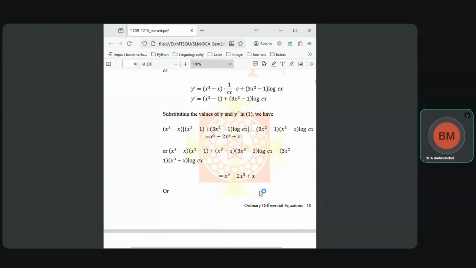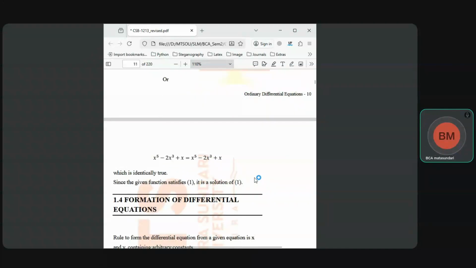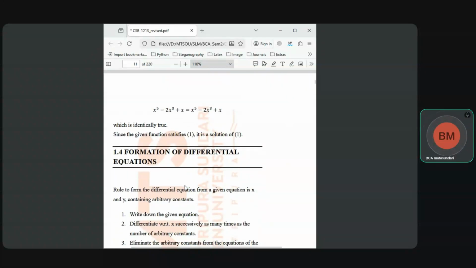Then we get x to the power 5 minus twice x cube plus x equal to x cube minus twice x plus x. So this satisfies the equation, which is identically true. Since the given function satisfies equation 1, it is a solution of equation 1.